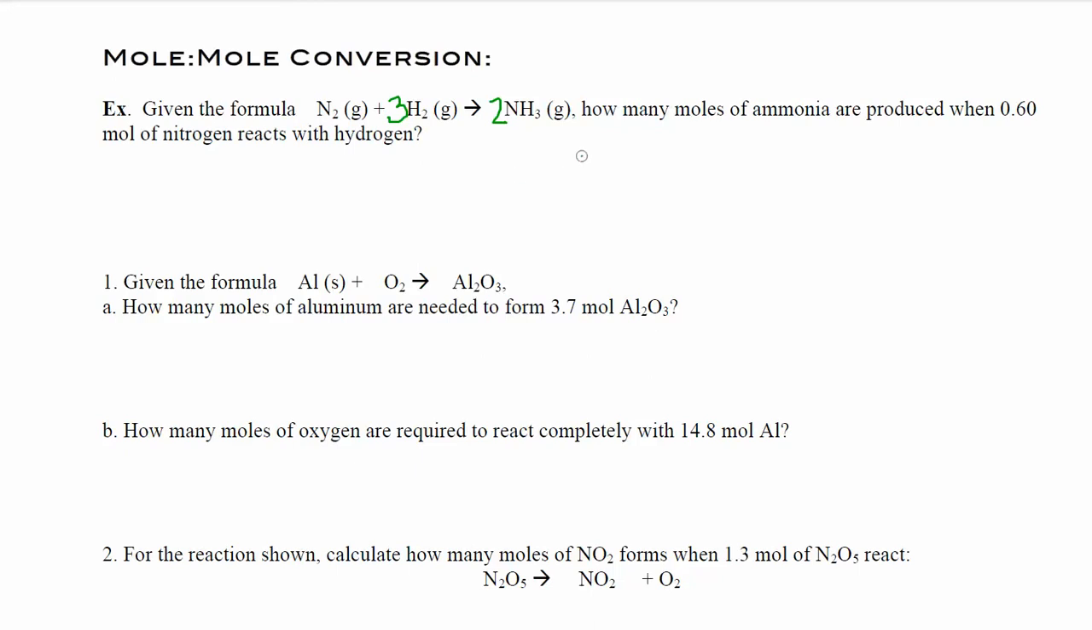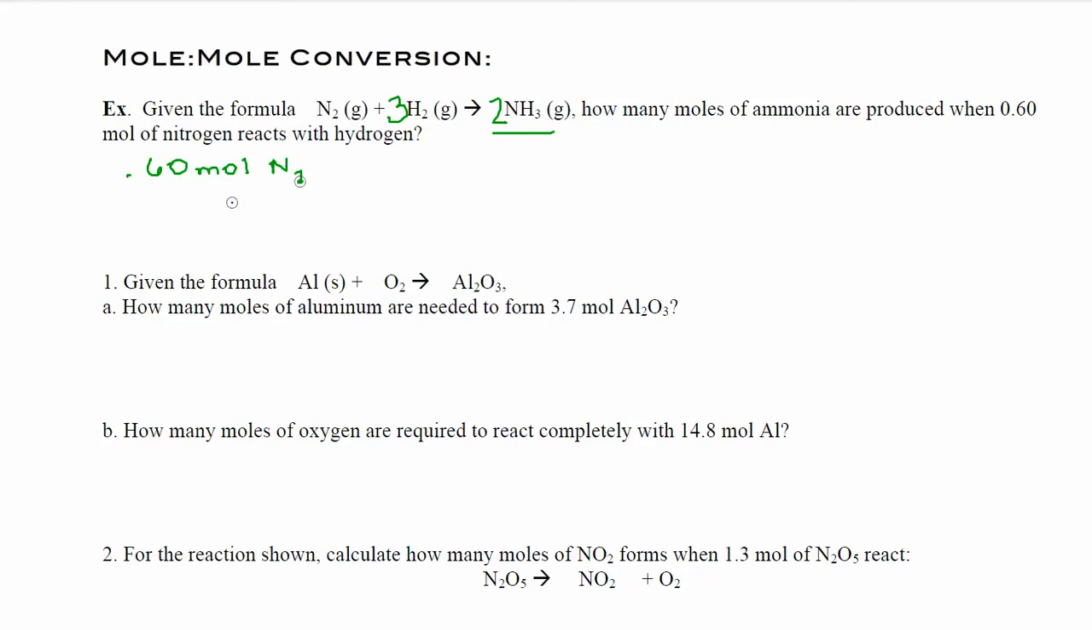All right. It asks how many moles of ammonia, which is NH3, are produced when 0.60 moles of nitrogen reacts with hydrogen. So what I'm concerned about right now is converting from moles of nitrogen into moles of ammonia. So let's do that right now. My given is 0.60 moles of nitrogen, moles of N2.